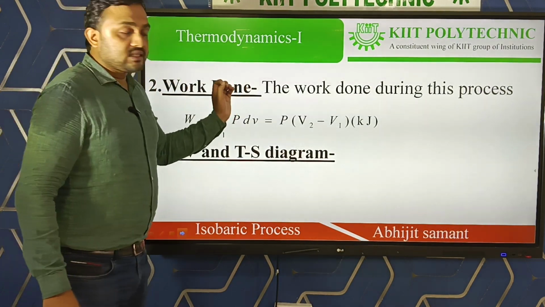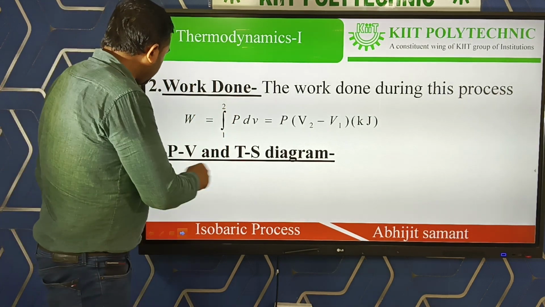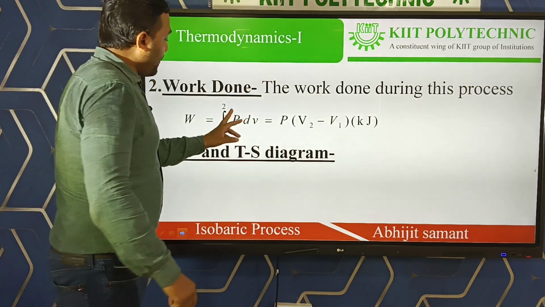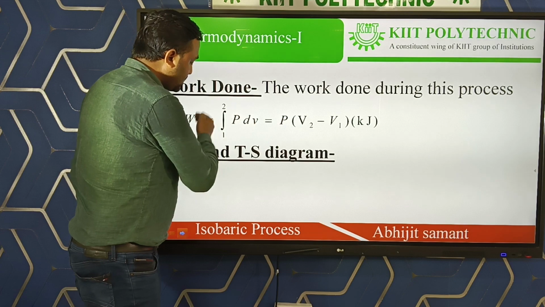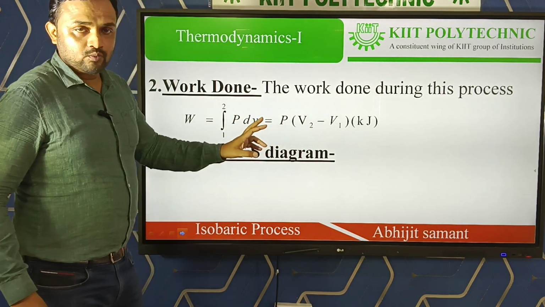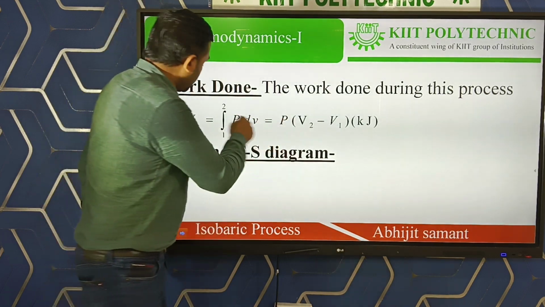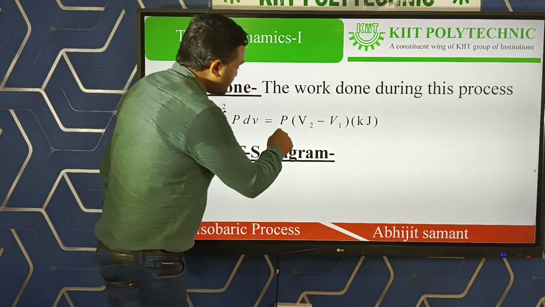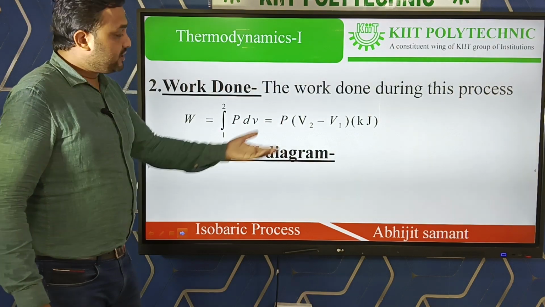What is the work done in case of an isobaric process? We know that for a closed system, the work done is given by the integration of PdV. Here the pressure remains constant, so it comes out of the integration, and dV is the change in volume. Work done in case of an isobaric process is equal to P into (V2 minus V1). It is measured in kilojoules.